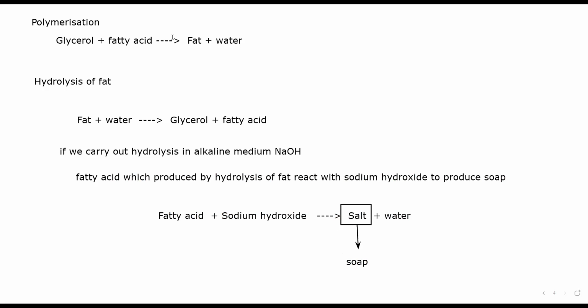Is it clear? The hydrolysis of the fats results in a formation of fatty acid and glycerol. And for the fatty acid, if we do hydrolysis in the presence of sodium hydroxide, it will result in a formation of soap. So soap formation is by the hydrolysis of the fats. Any doubt in this?